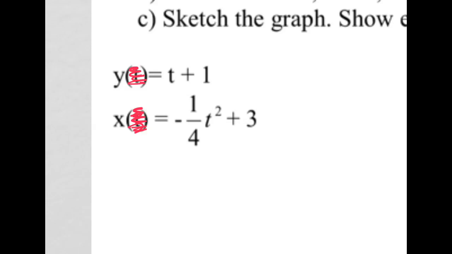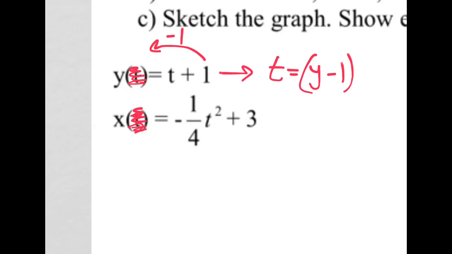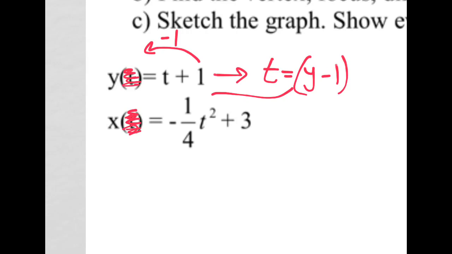So let's think about how this is going to work. The easiest equation up here to solve for the parameter is y, because it's basic. It's just t plus 1. Whereas in x, we have a square root and it's kind of ugly and nasty, so we don't want to deal with that. So let's solve this equation for t by subtracting the 1. What do we get? Well, we get t equals y minus 1, which is an expression we will take and plug into our x equation right there.